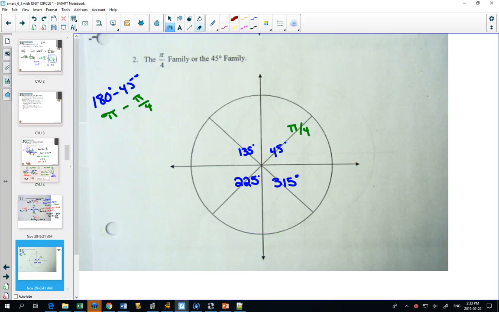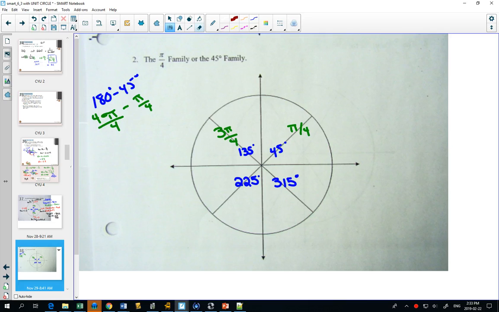How do you subtract fractions? What do you need to subtract fractions? Common denominator. Are you okay to change that pi to 4 pi over 4? And we get 3 pi over 4.